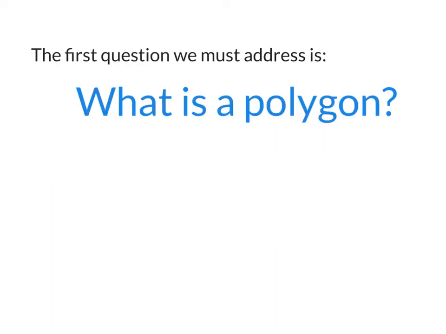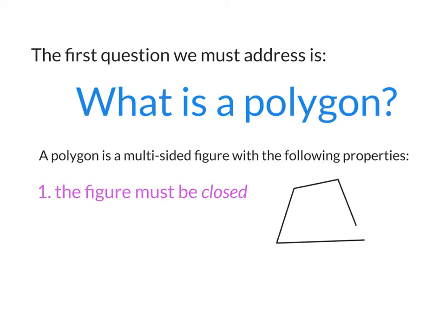Hi, M214. Today we are here to review some Chapter 8, which was our chapter on polygons. The first question we want to ask is, what is a polygon? What does it mean to be a polygon? A polygon is a multi-sided figure, that just means it has more than one side, with the following properties.